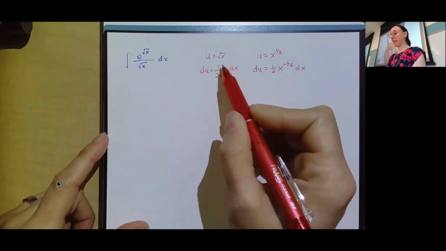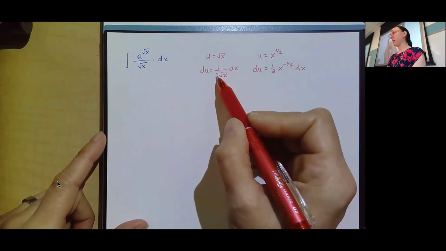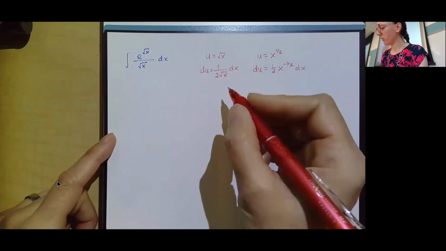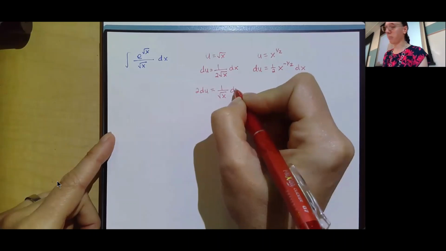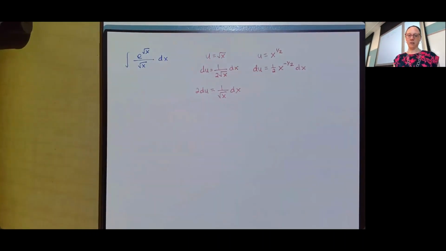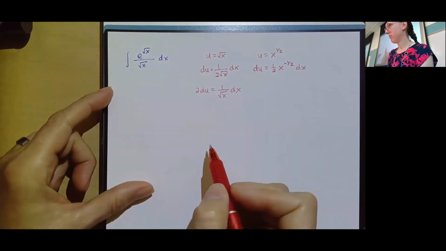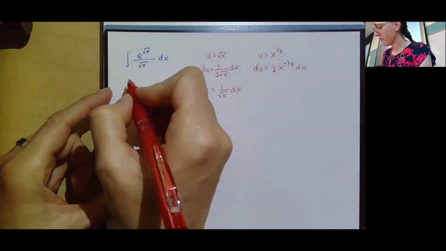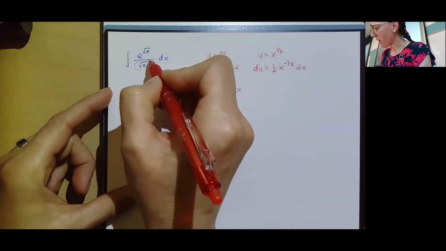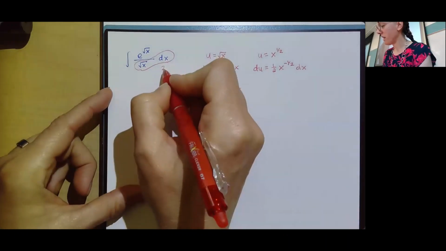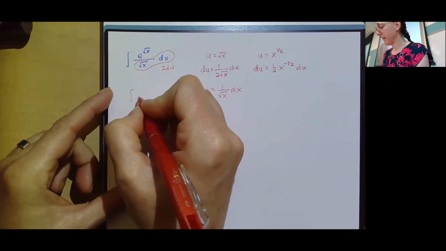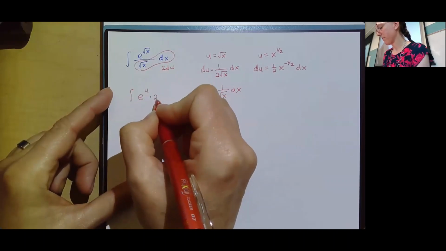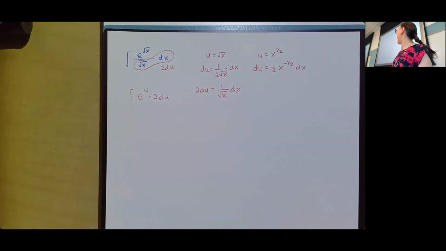So I almost have this. It's just that 2 is in my way. So I'm going to multiply both sides of this by 2 to get 2 du is equal to 1 over the square root of x dx. And I can translate all this stuff now. So this part becomes 2 du, and that e to the square root of x on top is just e to the u. And I'm going to go ahead and pop my 2 out in front.